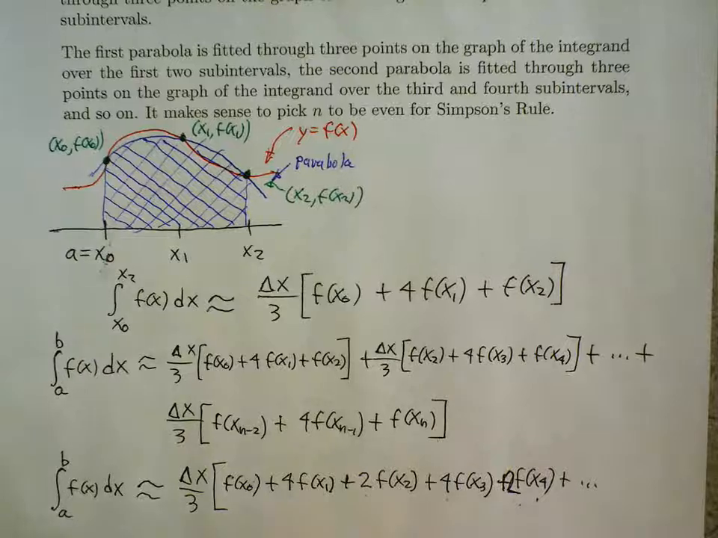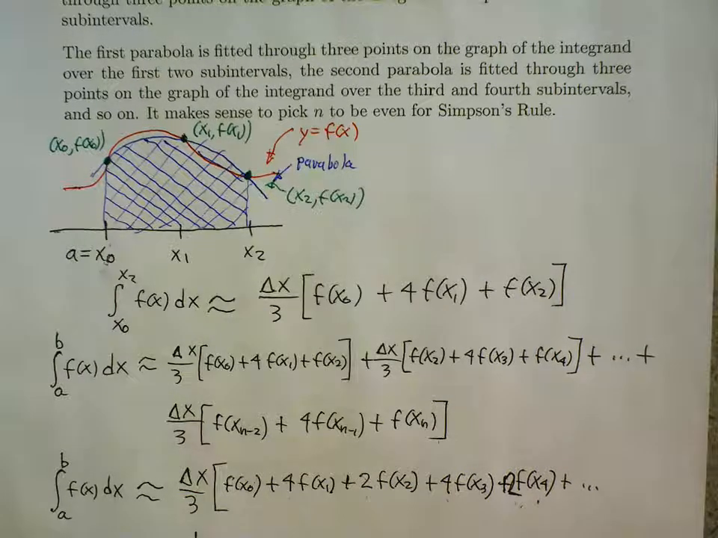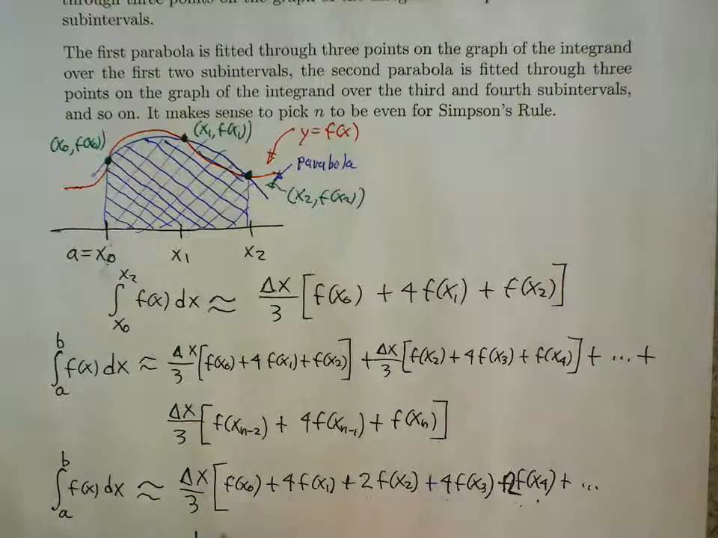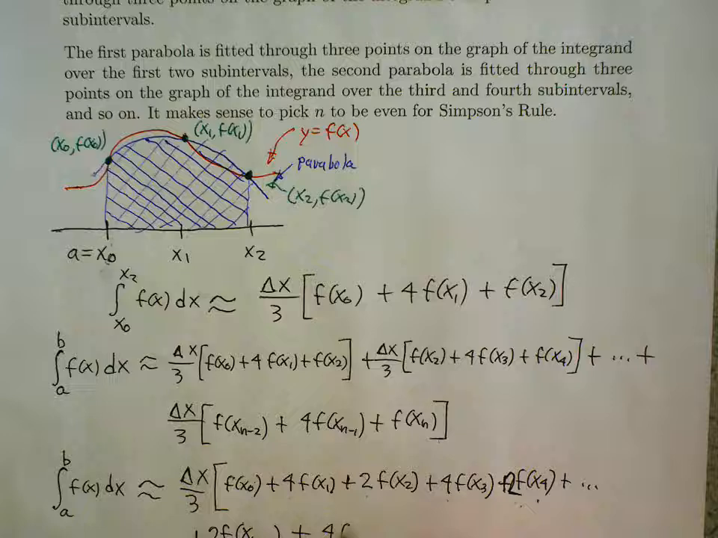Okay, so at the other end, let's see, the third to the last term is plus 2 times f of x of n minus 2. The second to the last term is 4 times f of x of n minus 1. And the last term has a coefficient of 1, f of x of n.